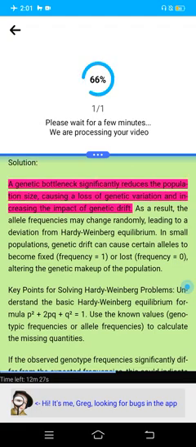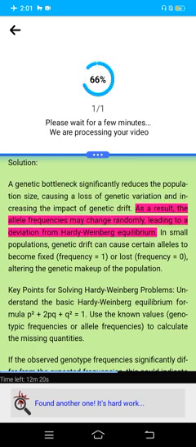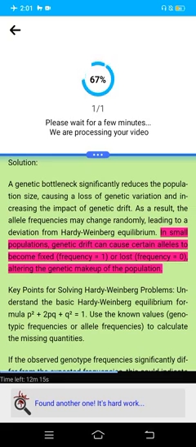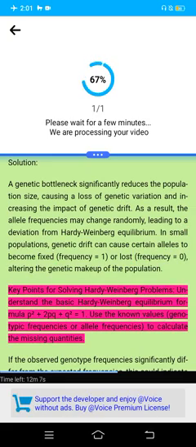Solution. A genetic bottleneck significantly reduces the population size, causing a loss of genetic variation and increasing the impact of genetic drift. As a result, the allele frequencies may change randomly, leading to a deviation from Hardy-Weinberg equilibrium. In small populations, genetic drift can cause certain alleles to become fixed, frequency equals 1, or lost, frequency equals 0, altering the genetic makeup of the population.